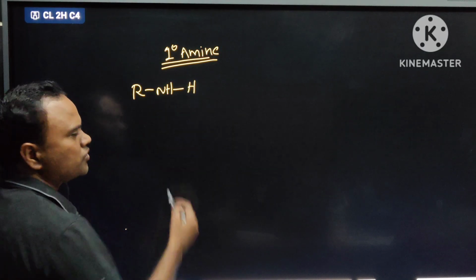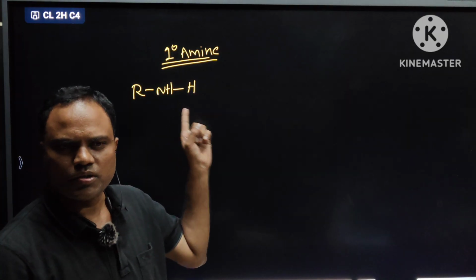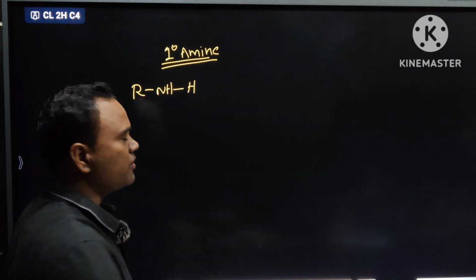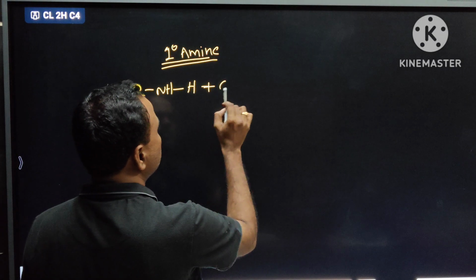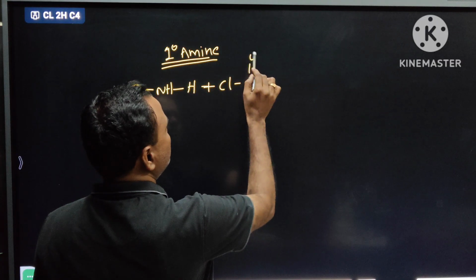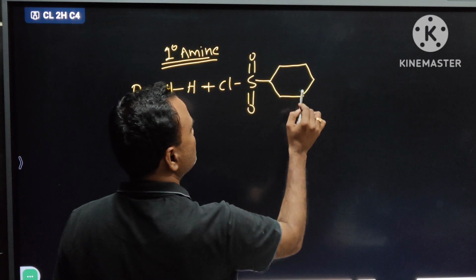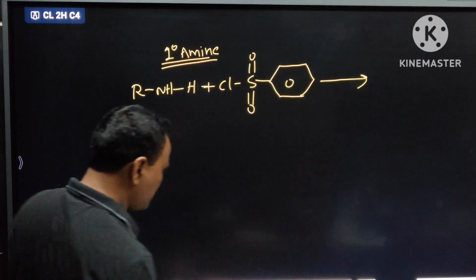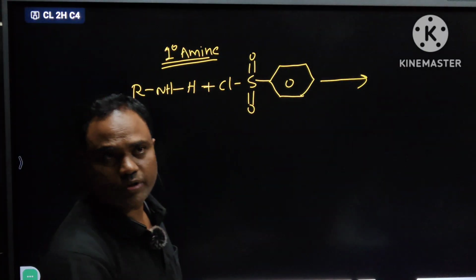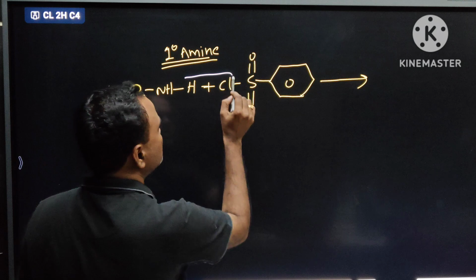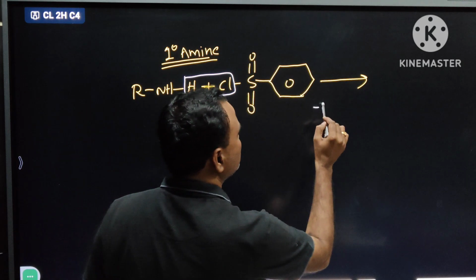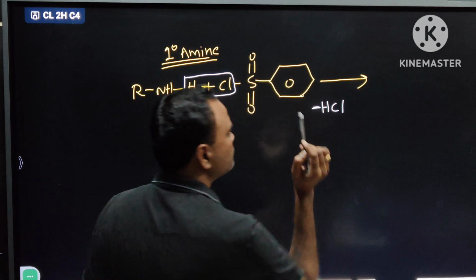RNH2. This is a primary amine. Hinsberg reagent structure, benzene sulfonyl chloride. This is Hinsberg reagent. Guess what will be eliminated from these two? HCl is eliminated, minus HCl.